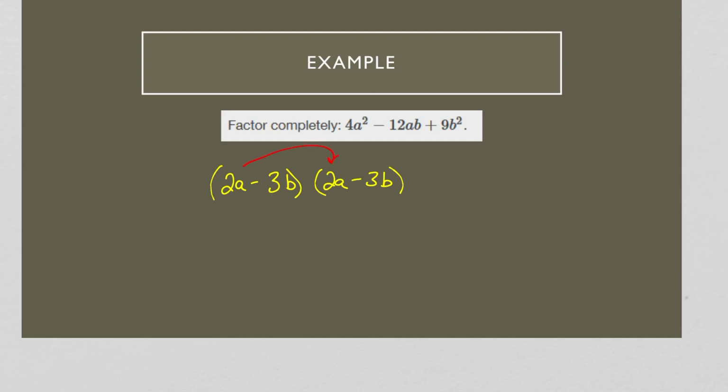So 2a times 2a is 4a squared. 2a times negative 3b is negative 6ab. And then negative 3b times 2a is negative 6ab, and then negative 3b times negative 3b is a positive 9b squared. Combine our like terms, we get 4a squared minus 12ab plus 9b squared. And look, it works. So I know for sure that this is the factored form.